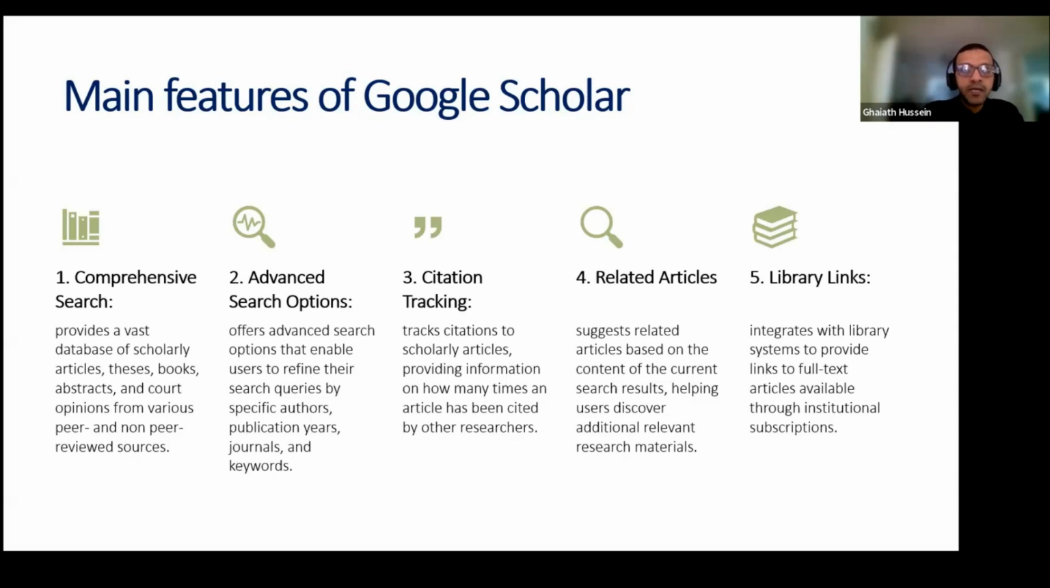Like, for example, theses from universities and reports from the search option. Basically, you can choose, for example, an article by a certain author, or in a given date, or in a specific journal, and we see an example of that. Then citation tracking. So basically, it gives us more information about the article, how many times it was cited, and we know the importance of that.